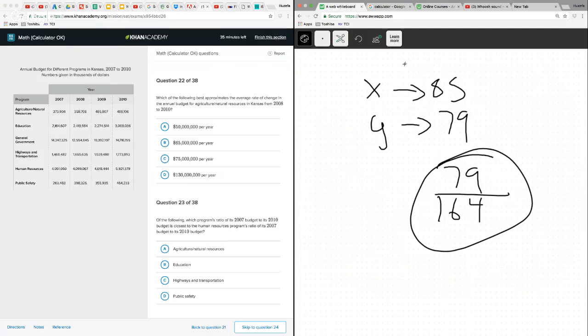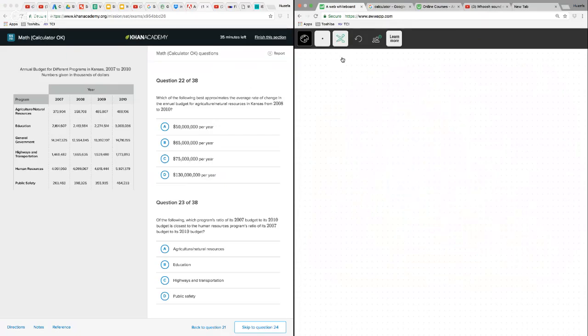Next question. Which of the following best approximates the average rate of change in the annual budget for agriculture and natural resources in Kansas from 2008 to 2010? So what average rate of change? Agriculture and natural resources. So the rate of change, we go up in those 2 years, it goes 488106 minus 354,708. A calculator would be great for this.